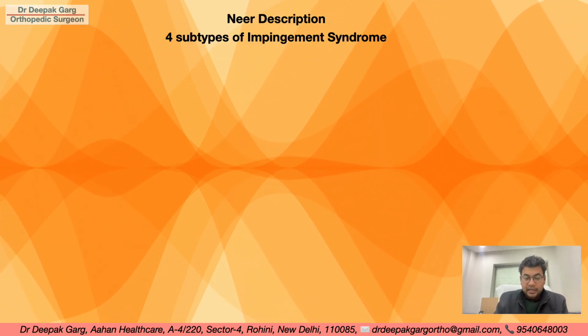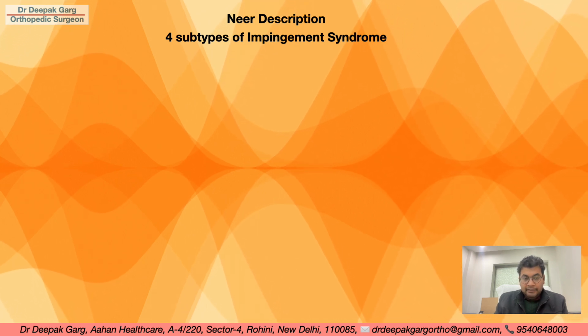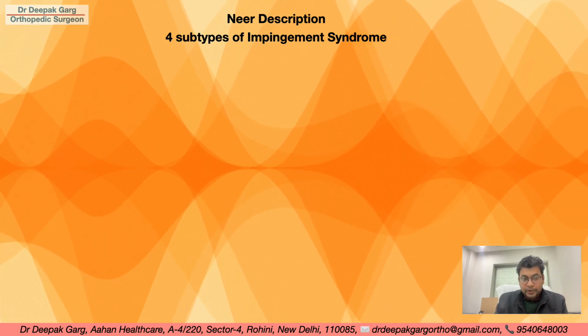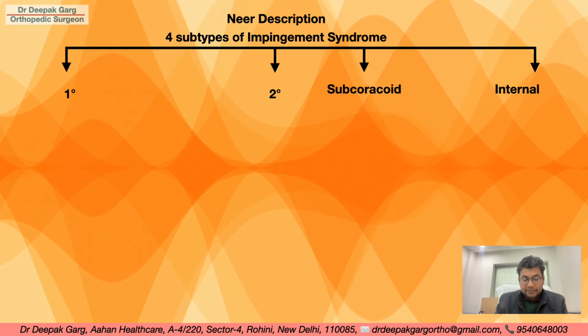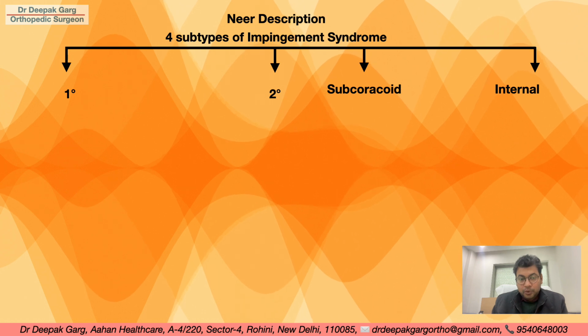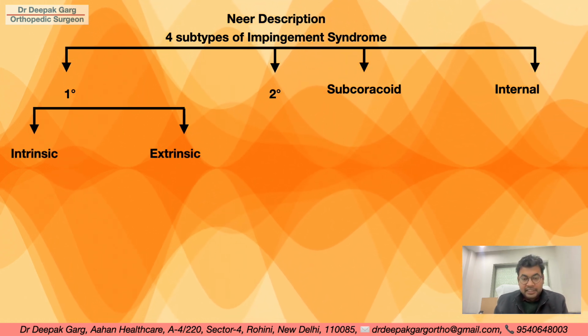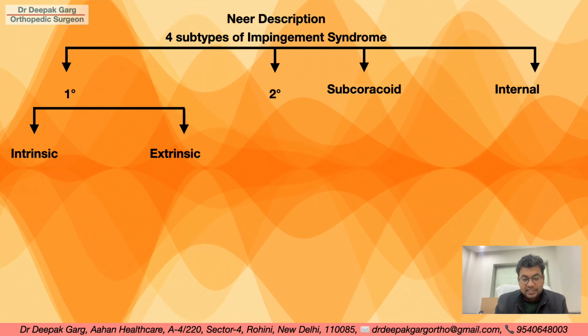Neer originally described the impingement syndrome. He divided it into 4 subtypes, and these are primary impingement, secondary impingement, subcoracoid impingement and internal impingement. The primary impingement was further divided into intrinsic and extrinsic impingement.